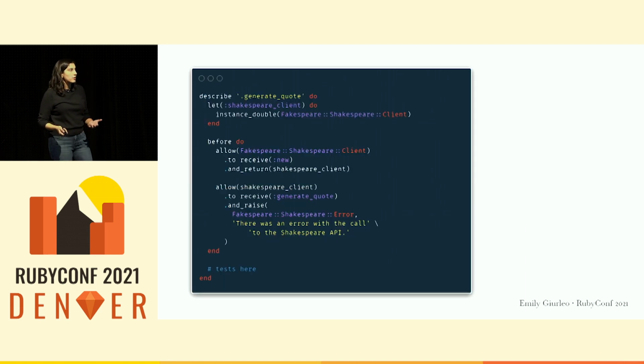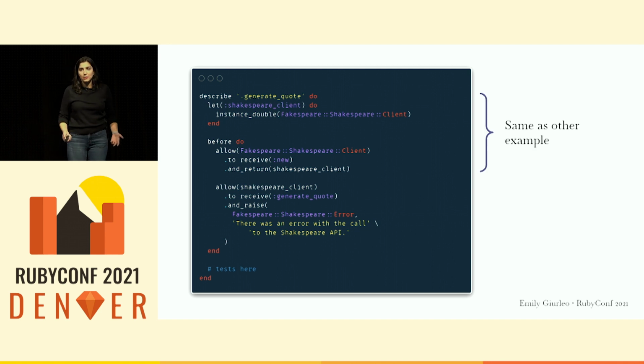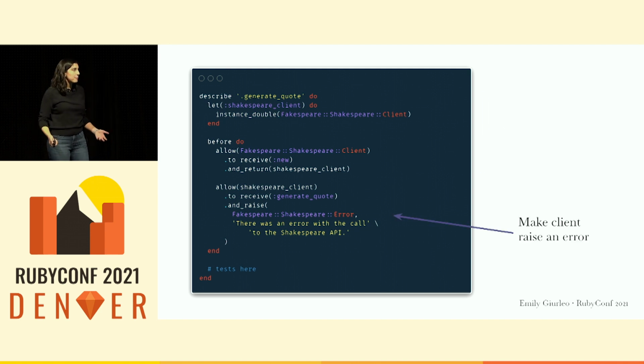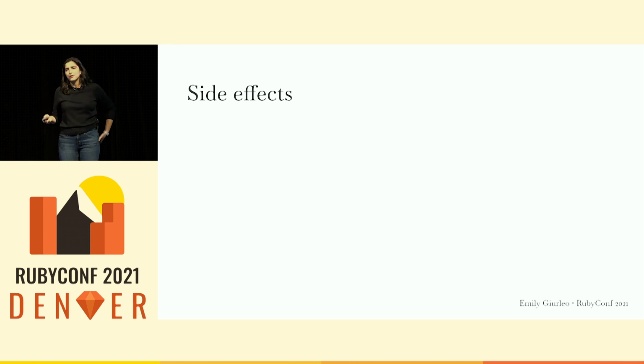So if we were going to mock this scenario, it's really similar to the scenario we discussed before. The only difference is we can force the mocked client, whenever it receives the generate quote method, to raise an exception with whatever error class and whatever error message we want. In this way, we've taken a non-deterministic error case and made it deterministic for the purposes of our test.